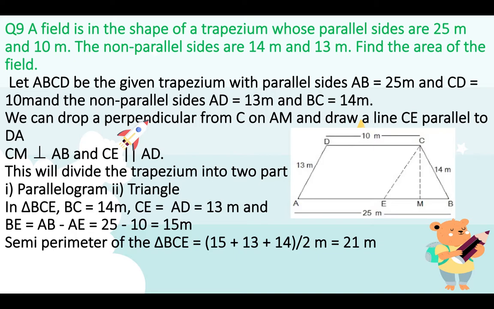Now question number 9. A field is in the shape of a trapezium whose parallel sides are 25 meter and 10 meter. The non-parallel sides are 14 meter and 13 meter. Find the area of the field. So I have drawn the trapezium, you can see over here. The sides are given to me. Non-parallel sides are 13 and 14 and the parallel sides are 10 meters and 25 meters. This is what the diagram will look like. You can see the diagram clearly.